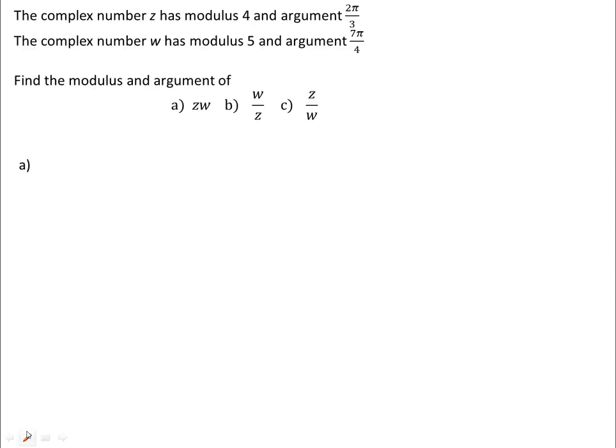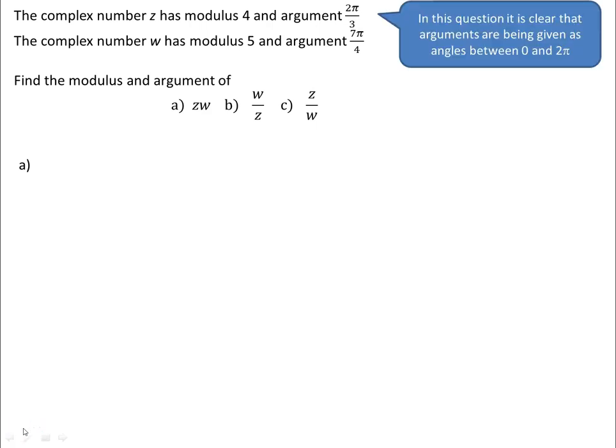So to finish with, we've got an example. Complex number z has modulus 4 and argument 2 pi by 3. Complex number w has modulus 5 and argument 7 pi by 4. We're going to find the modulus and argument of zw, w over z, and z over w.